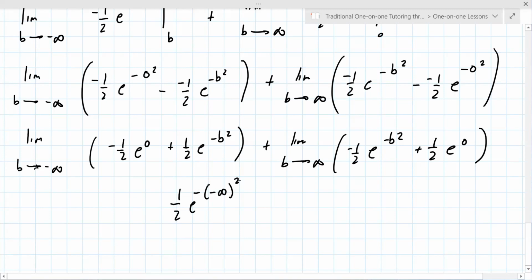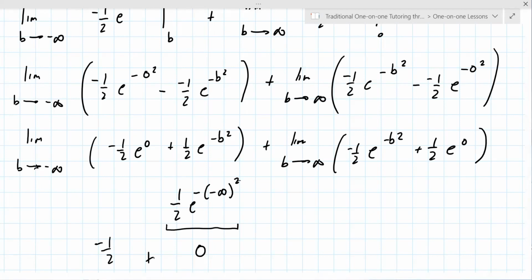And this whole thing becomes 0. And then this other one becomes negative 1/2, because e to the 0 is 1. Is that okay? Yep. All right.